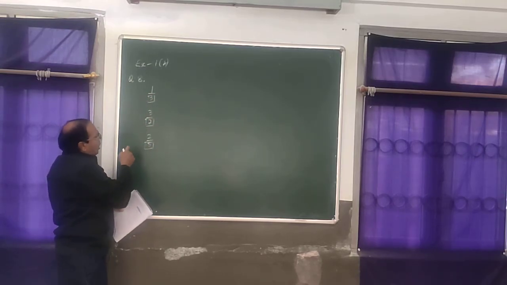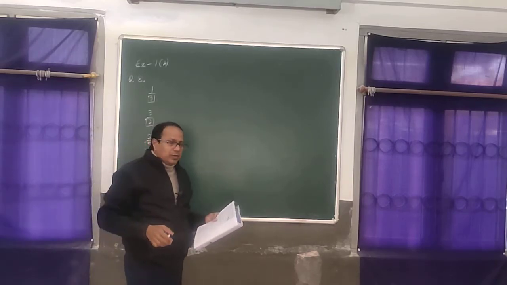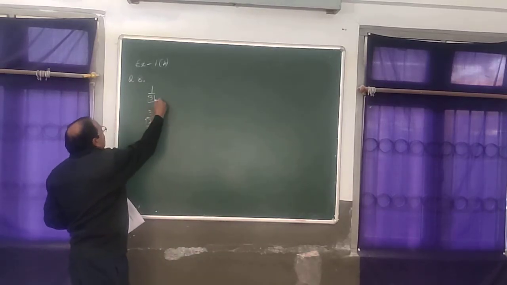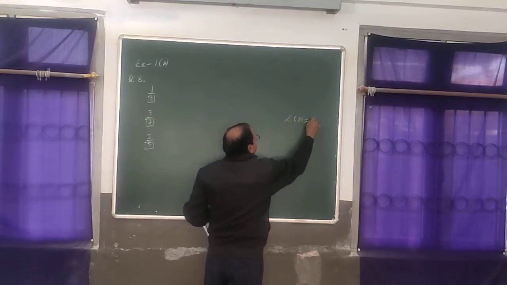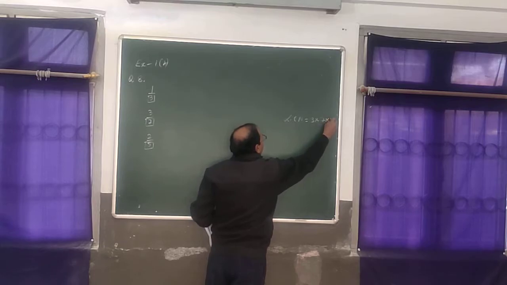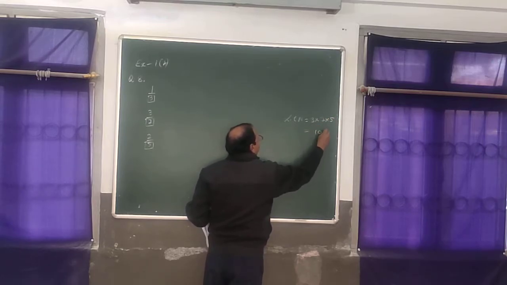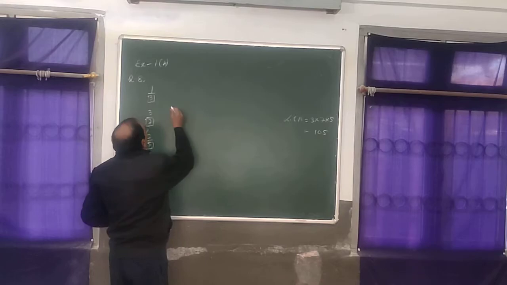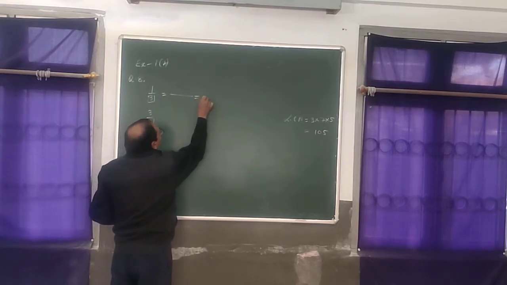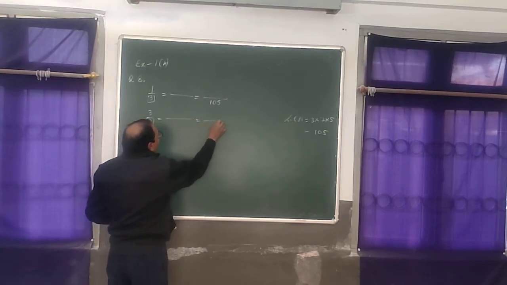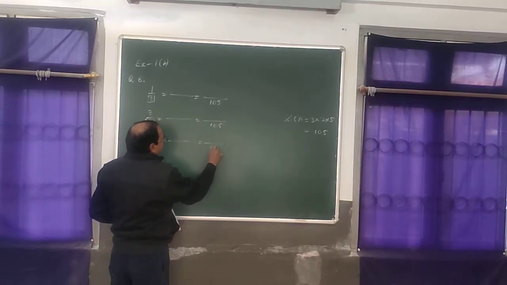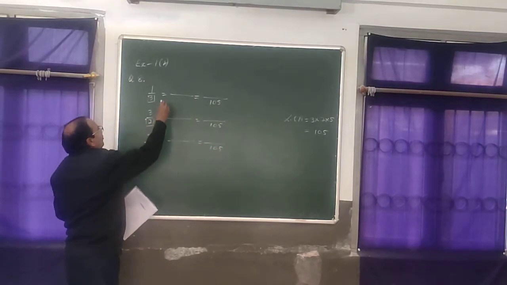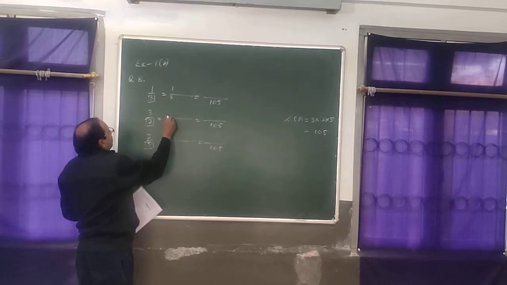Since the denominators are prime to each other, we can say the LCM will be 3 into 7 into 5, which is equal to 105. Now we have to make, in each case, the denominator 105. Okay. Now let me write the original fractions.